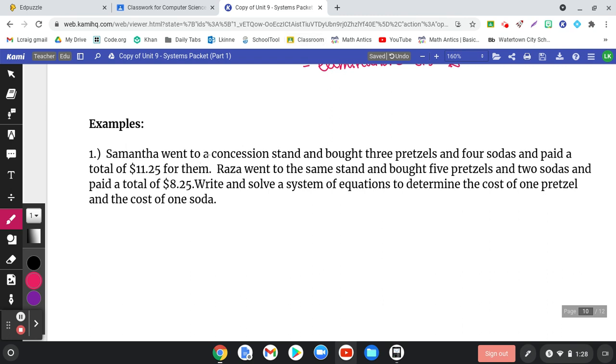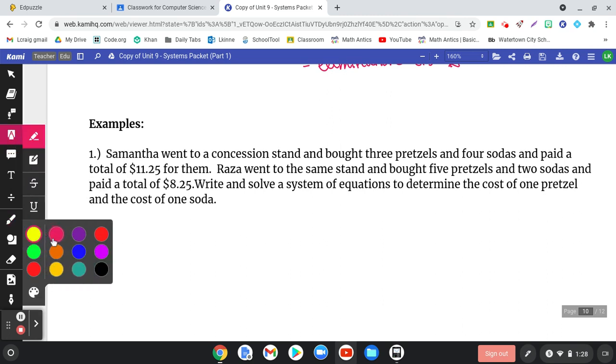So Samantha went to a concession stand and bought 3 pretzels and 4 sodas and paid a total of $11.25 for them. Raza went to the same stand and bought 5 pretzels and 2 sodas and paid a total of $8.25. Write and solve a system of equations to determine the cost of 1 pretzel and the cost of 1 soda. So the first thing I want to do is highlight some things.